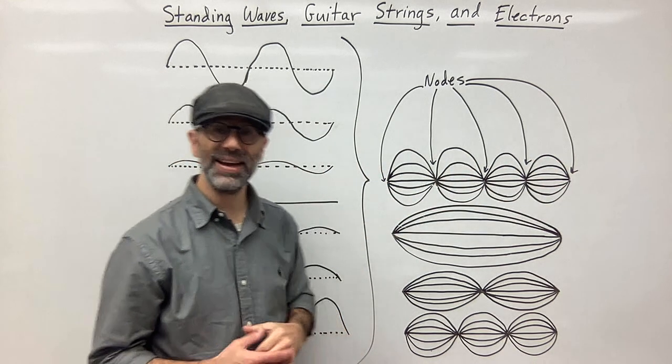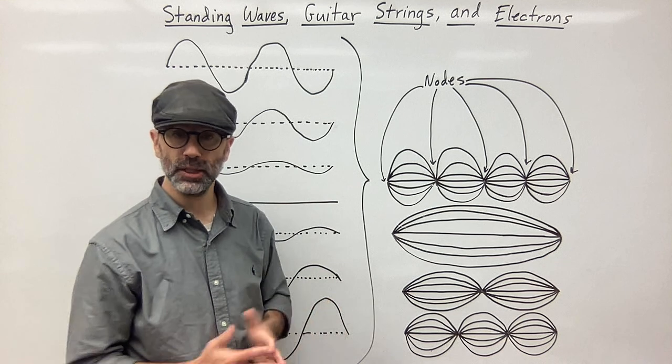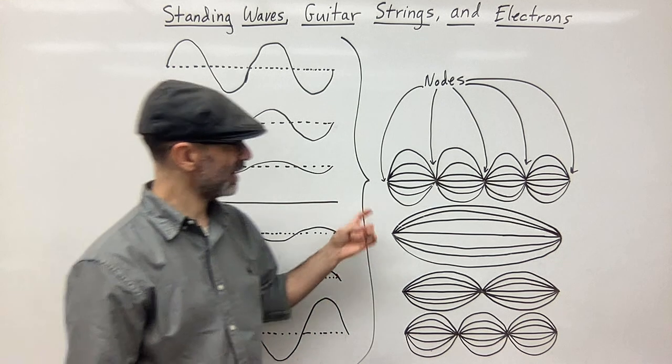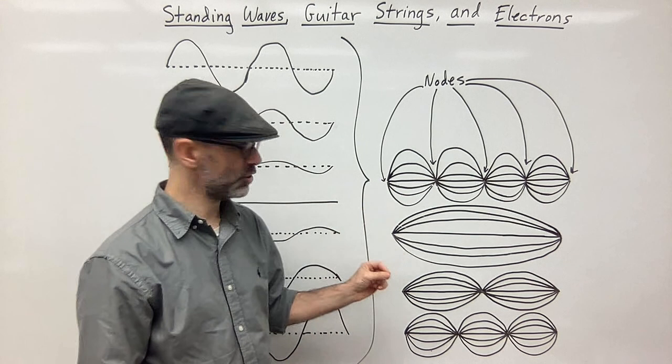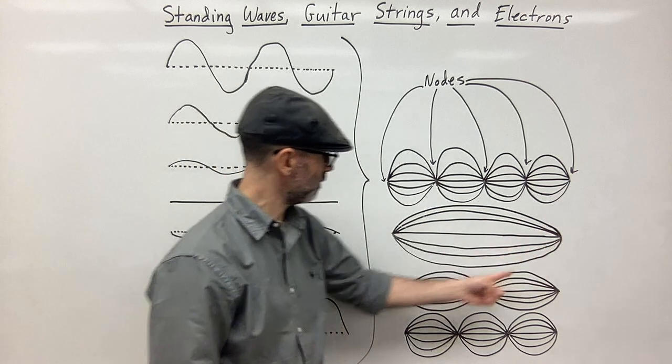Now, as I said, depending on how hard you pluck it, you get different waveforms. So if I pluck it a little bit, if I give it a little bit of energy, then it looks like this. I have a half wave here, right?